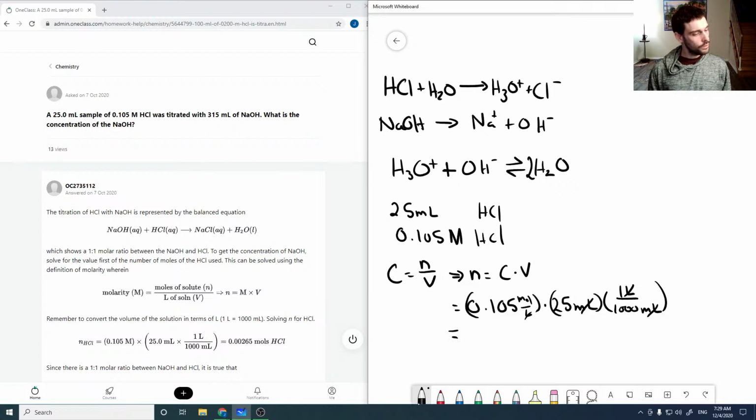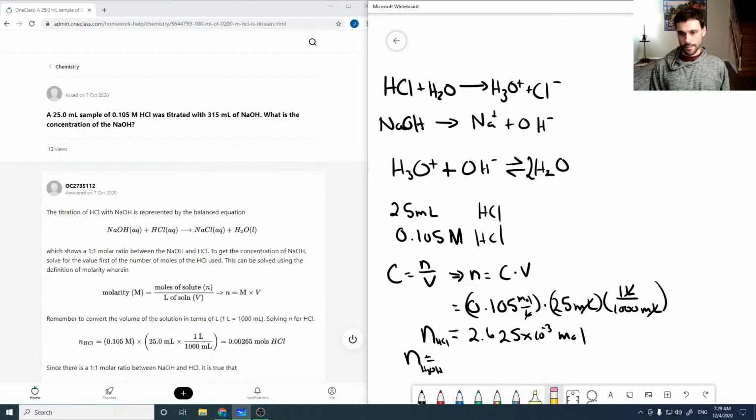Working this through, we get 0.2625 times 10 to the minus 3 moles. And so that's our moles of HCl. But from the dissociation of HCl, that is also equal to our moles of H3O+.